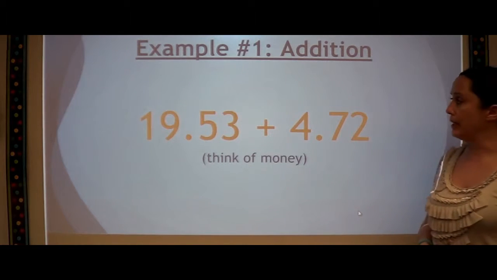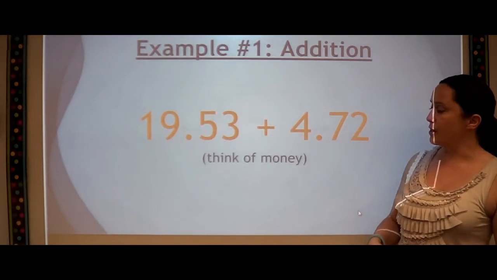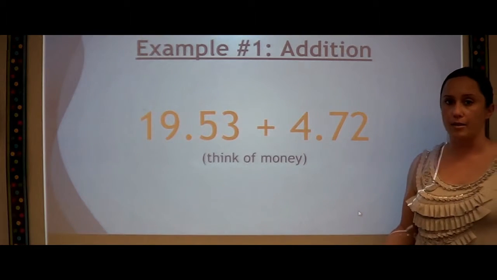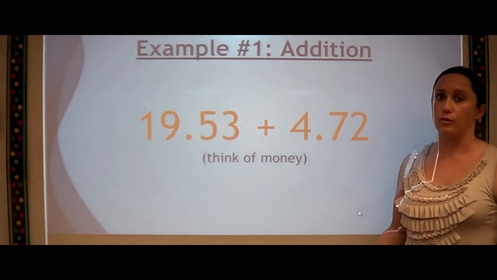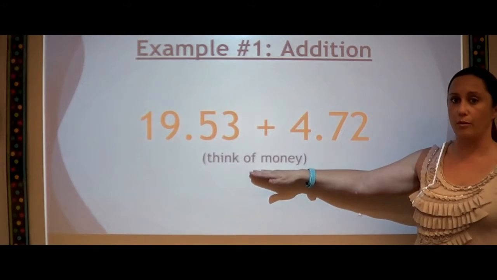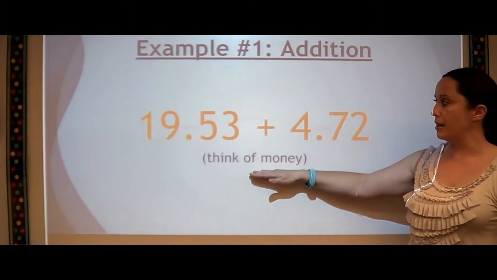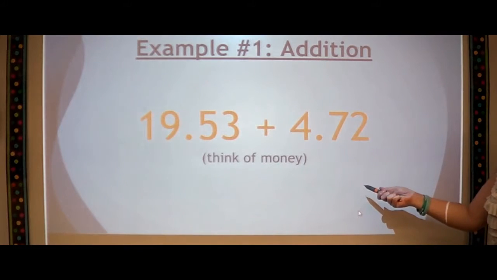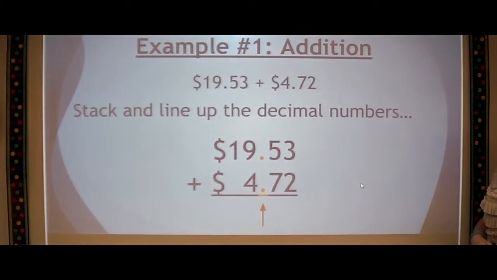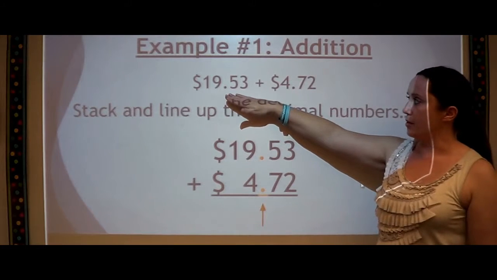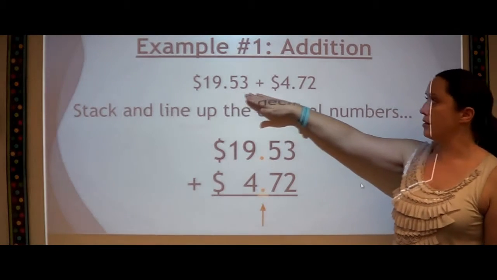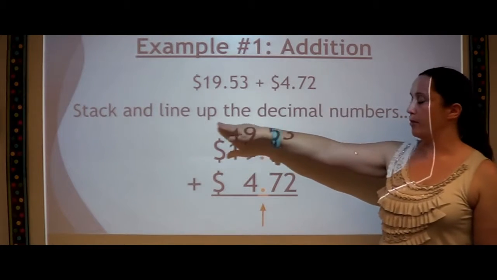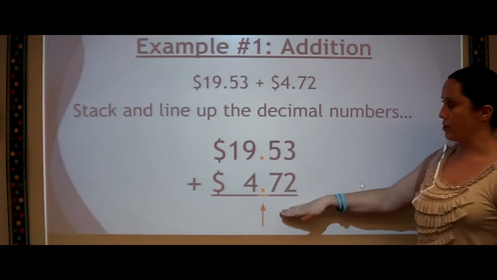Our example number 1 is 19 and 53 hundredths plus 4 and 72 hundredths. We've been talking about decimals and different numbers that we use in real life. The most important one for us, and the one we're most familiar with, is money. So we're going to take these two numbers, 19 and 53 hundredths and 4 and 72 hundredths, and change them into money. So if we think of money, it would now be $19.53 plus $4.72.